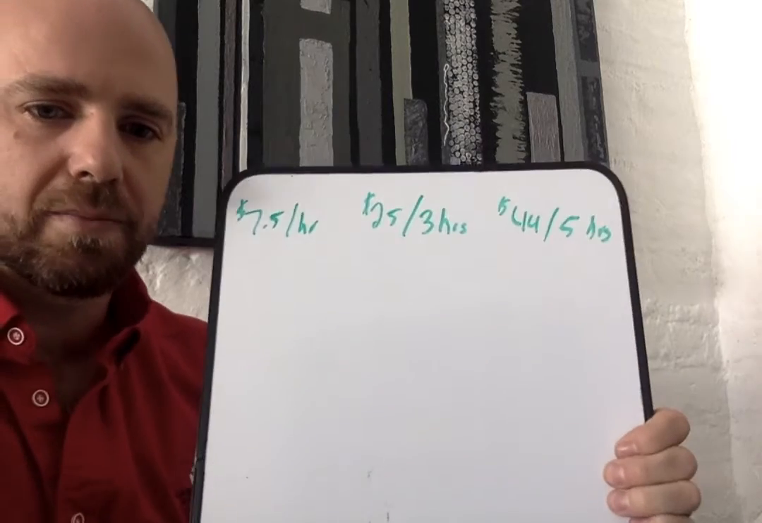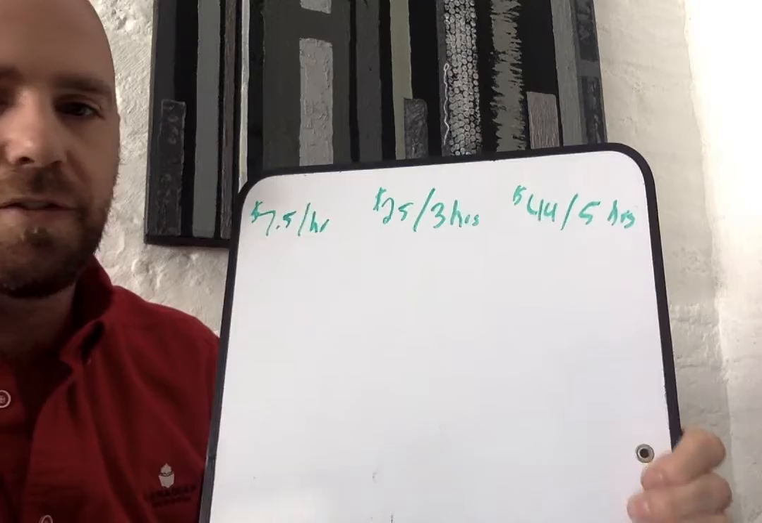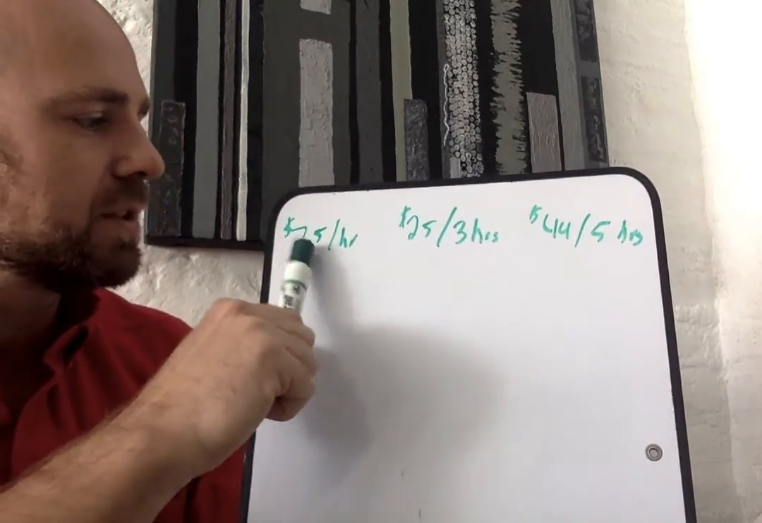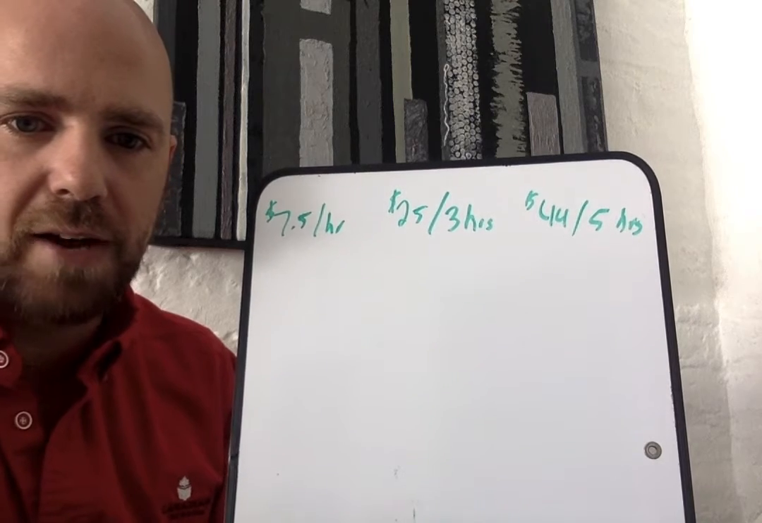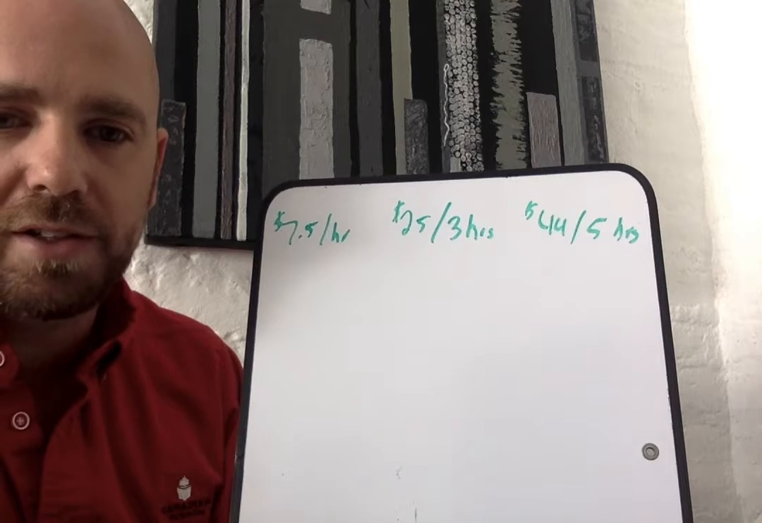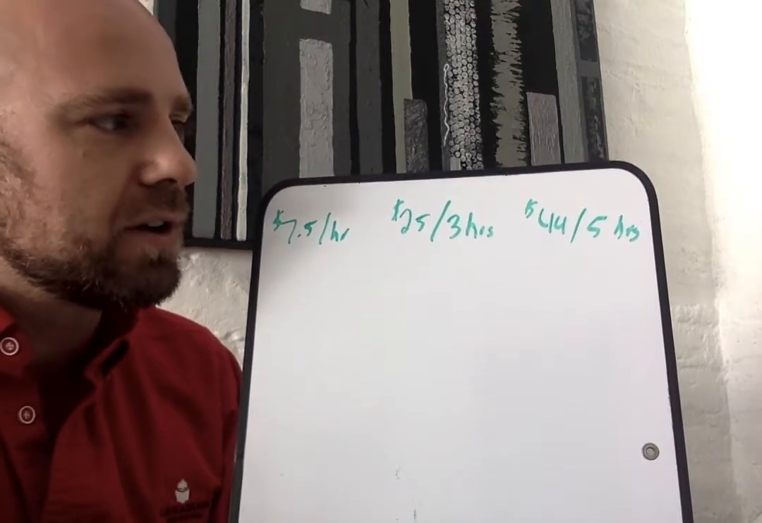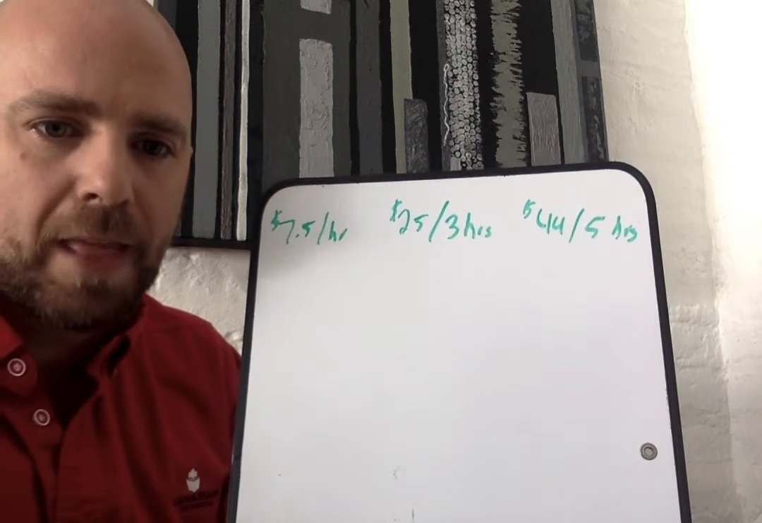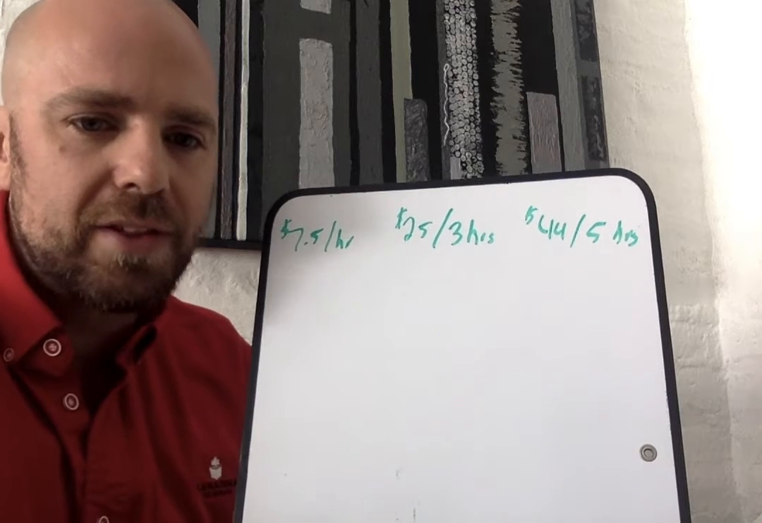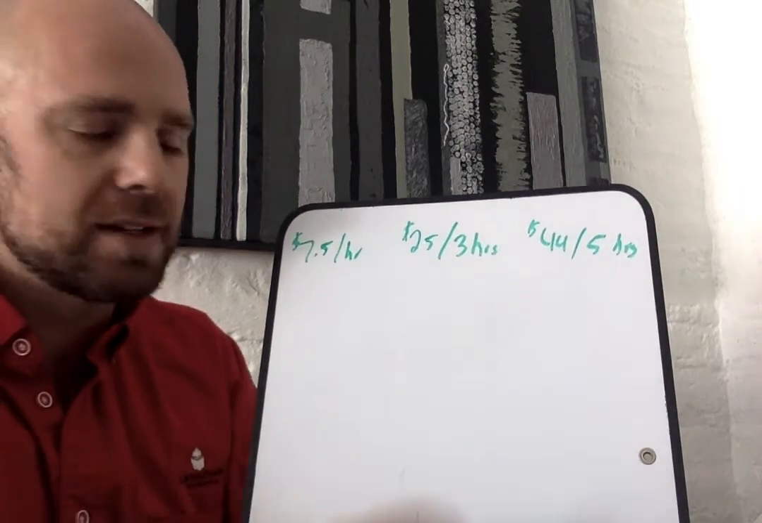All right, so let's say that someone is looking for a summer job, and they have 3 offers. The first one offers to pay them $7.50 an hour. The second one is offering to pay them $25 for every 3 hours. And then the last one is $44 for every 5 hours. Now, I know that I said I like to go up to the highest one. However, this one's a little bit trickier because I can't multiply 3 to get to 5.